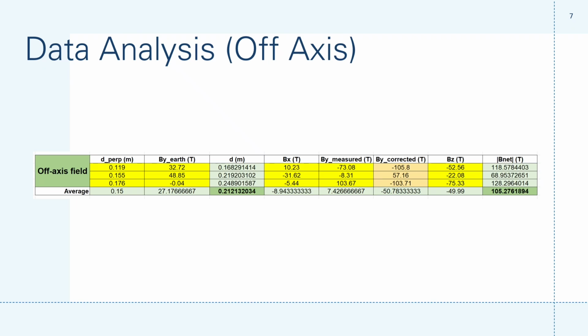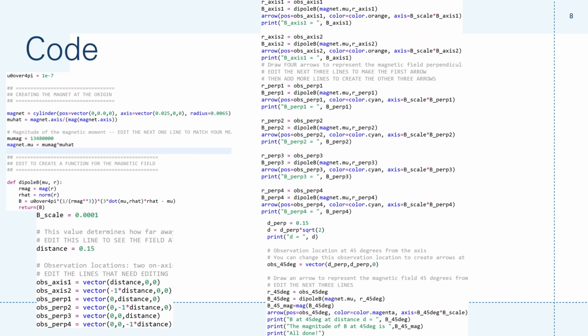So this is all the data we got for the off-axis part of the lab. Specifically from this part, we'll be focusing on using the D perp part of this data, the average specifically.